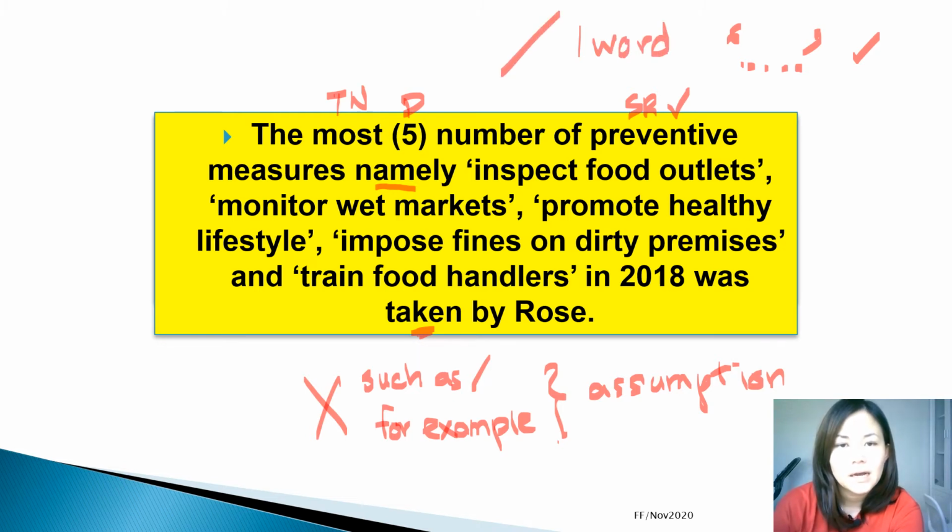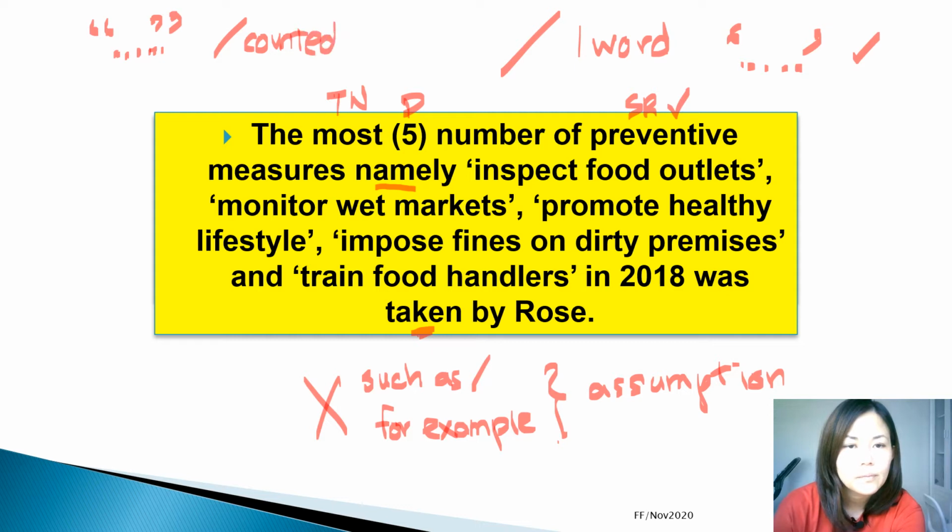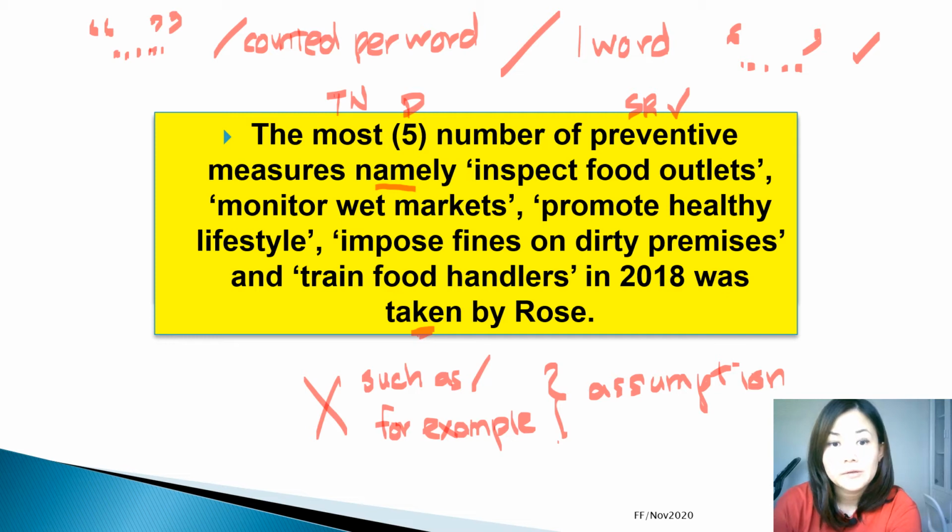But in contrast, if you happen to use quotation marks like this, your answer is considered okay, it's not wrong, but it is counted per word. Okay, counted per word. So make sure you write inverted commas, not quotation marks. Otherwise we will not count that as one word.